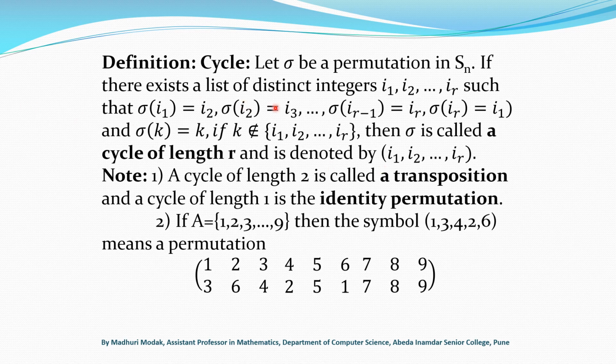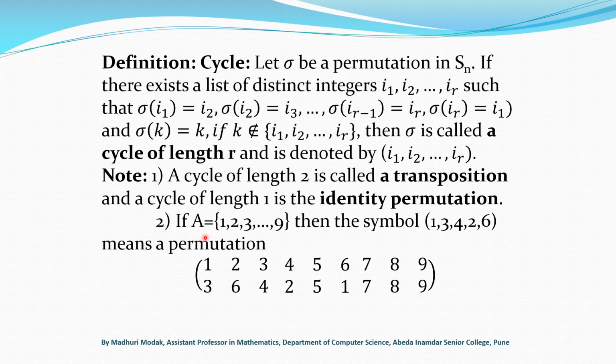So here actually we must get some r distinct elements i1, i2, ..., ir such that i1 is mapping to i2, i2 mapping to i3, i(r-1) mapping to ir, and again ir is mapping to i1 itself. Then in that case, and for remaining elements they are mapping to themselves identically. Then that sigma is a cycle of length r. Now, every cycle of length 2 is called a transposition and a cycle of length 1 is the identity permutation.